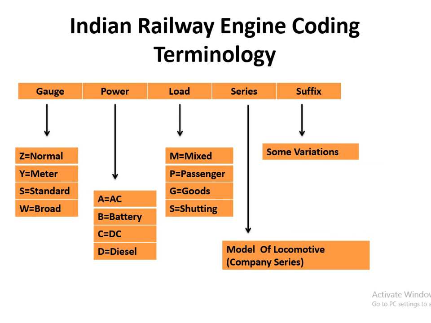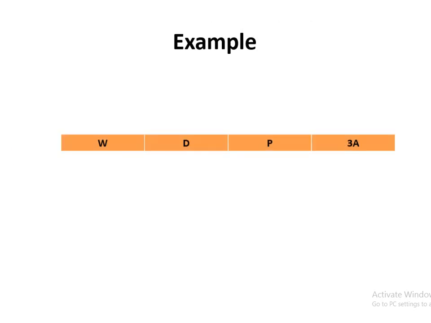So we'll see some examples, which will clear the idea of what type of number has been given to our Indian Railway engines and how the number has been given. Basically, we know that the number and words given to the railway engines come from the gauge, power, load, series, and suffix. So let's take one example.